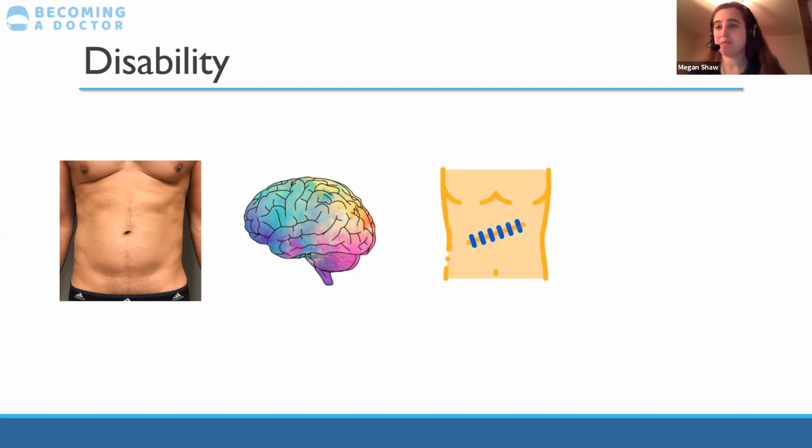Then this picture is supposed to represent wounds. So make sure you check if this person's got any wounds anywhere. Have they got any pressure sores? Have they had surgery and they've got a surgical site? You always need to look at the surgical site.